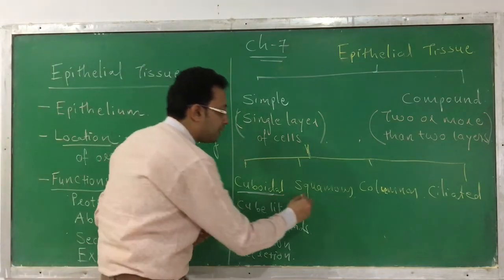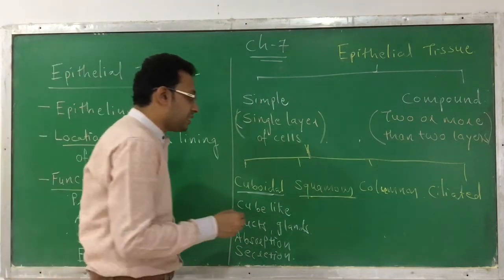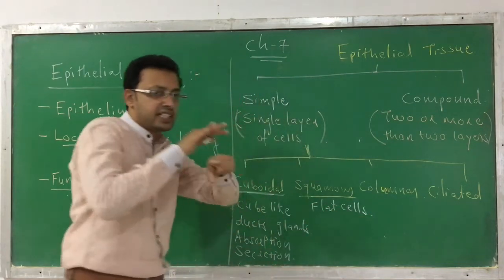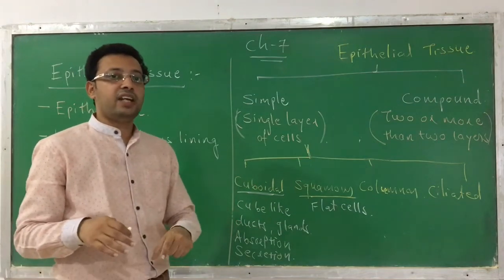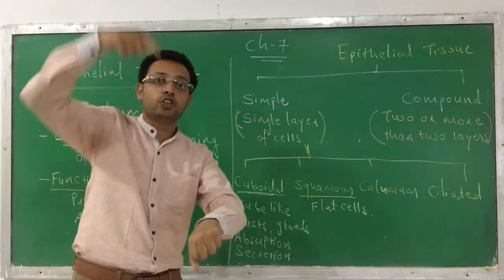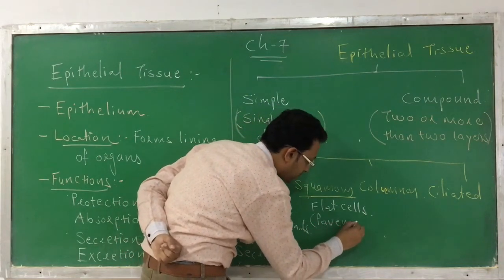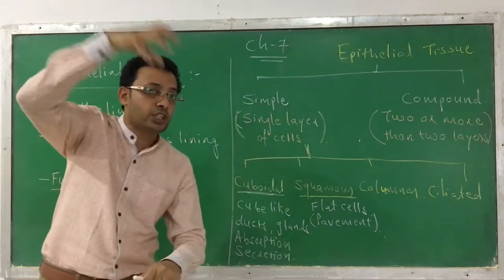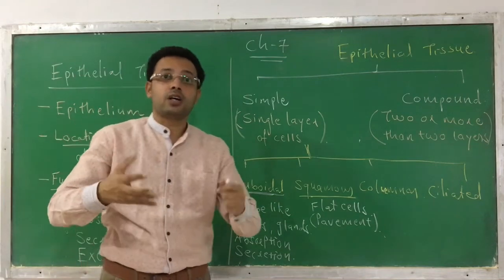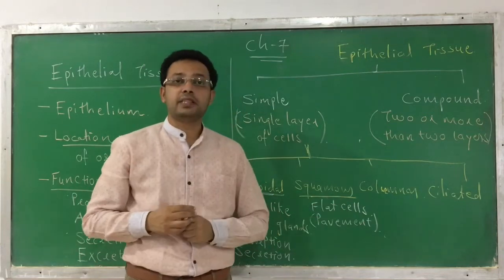The second type of simple epithelial tissue is called squamous epithelial tissue. The squamous epithelial tissue consists of flat cells. You can say it is kind of like tiles, or like a pavement, as it looks like a pavement when you observe it from the top. So that's why this squamous epithelium is called pavement epithelial tissue, because when you observe it from the top, it looks like tiles or a pavement, like a block. When you observe a block from the top side, a similar kind of appearance is found in squamous epithelial tissue.